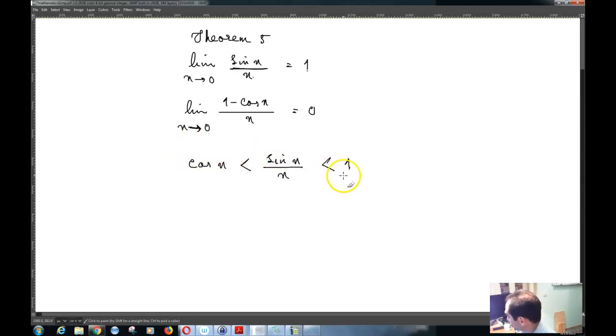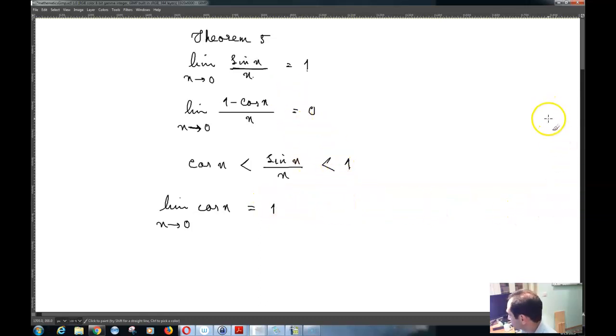Now of course you know that the limit of cos x as x tends to 0 is equal to 1, because cos of 0 is equal to 1. And the theorem is complete by the sandwich theorem.